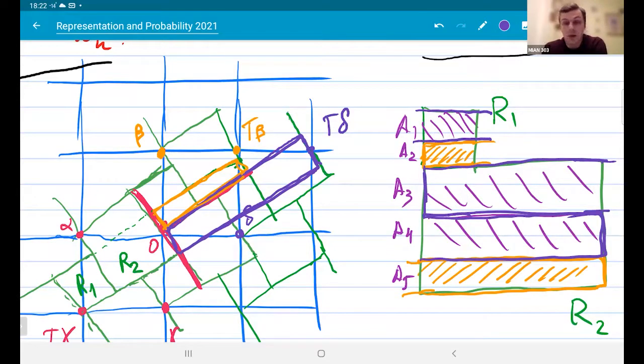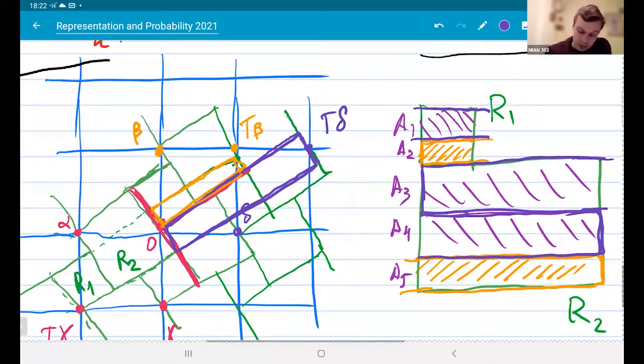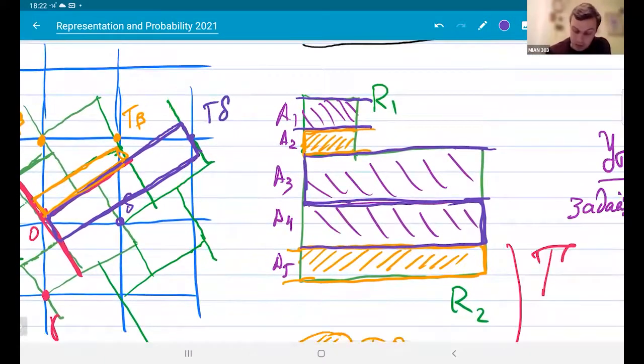And so our first attempt was to consider this R1 and R2 as our sets A1 and A2. But we have seen that the intersection is not good. It contains too many points. Now, what can I say? What have I said next?